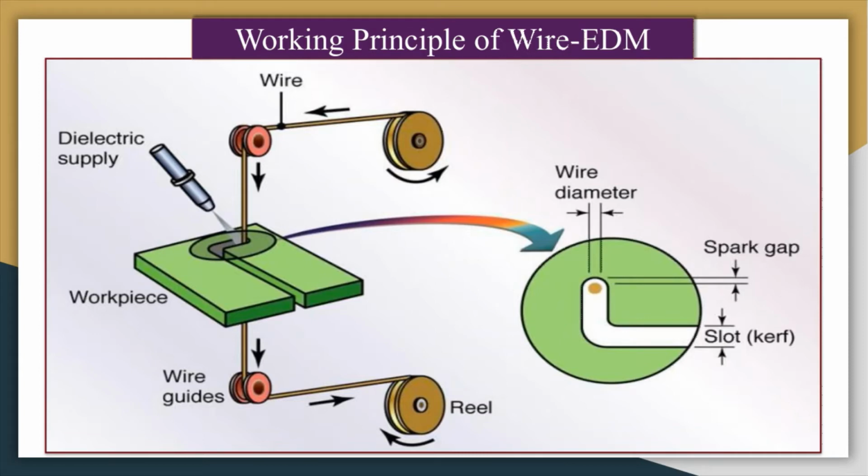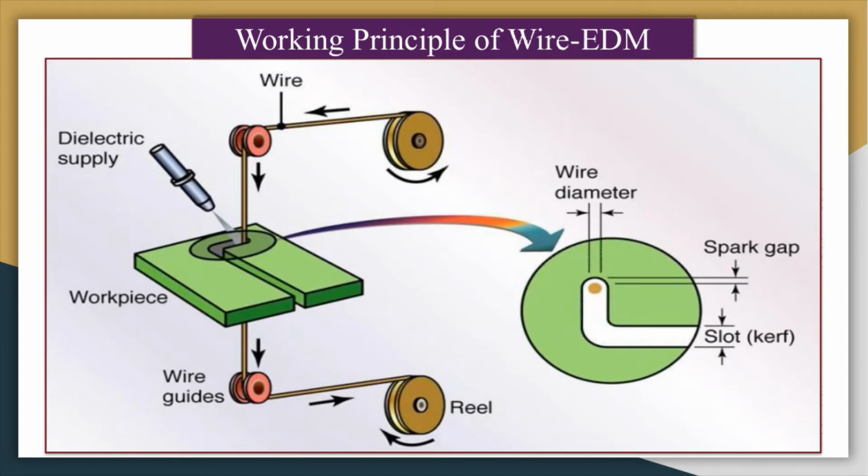So a wire supply will also be there, and the other one is the wire take-up reel. Okay, and also there is a wire guide system. And another part is a nozzle to flow the dielectric supply. Through this nozzle, the dielectric flows in between the wire and the workpiece where you are doing the machining operation. That is important.